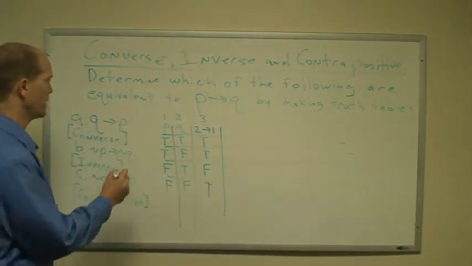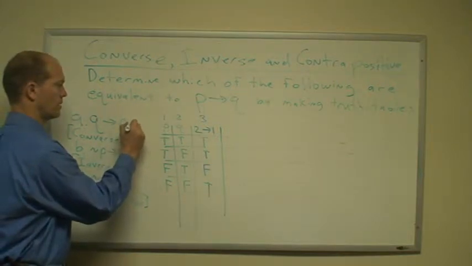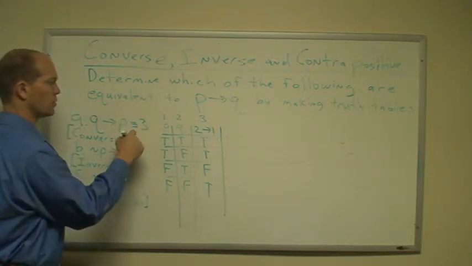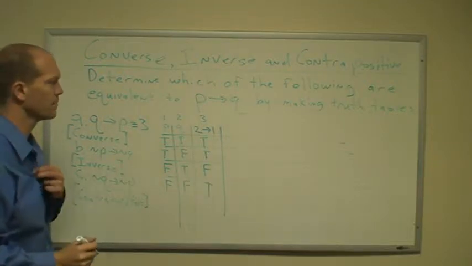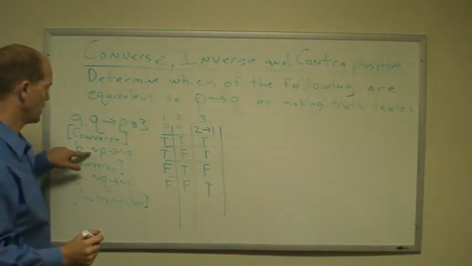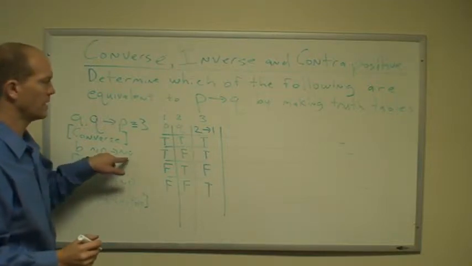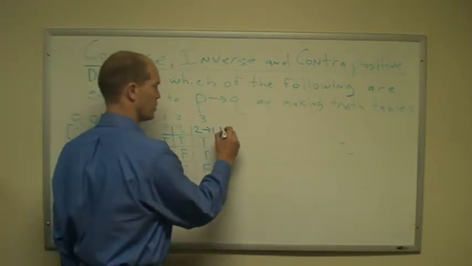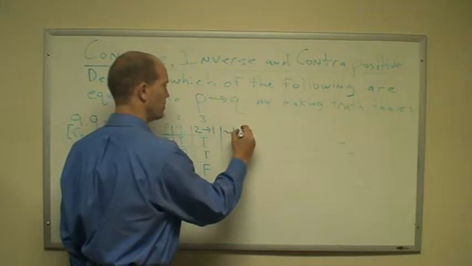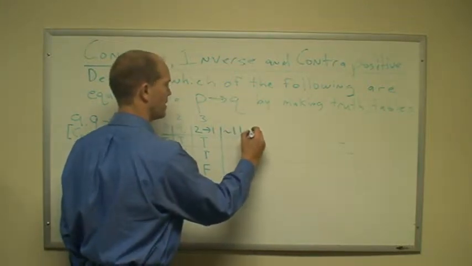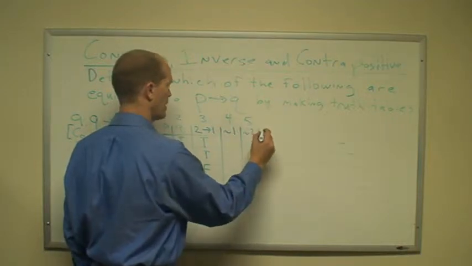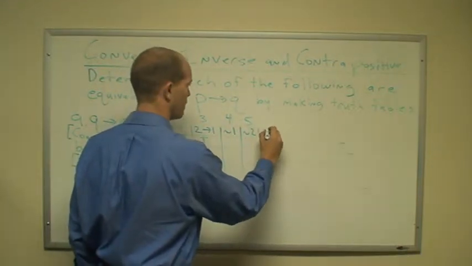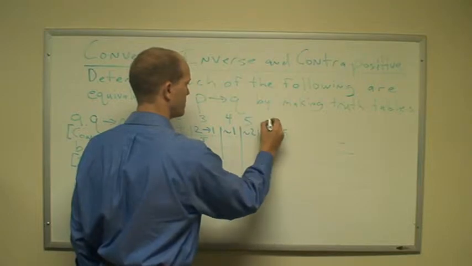Again, this is equivalent to what's in column 3 of my truth table, and we'll come back to that in a second. Next, I want to do the inverse, so I need a not P and a not Q. I don't have that yet, so I'm going to put in column 4 not 1, in column 5 not 2, and then in column 6 I'll have if 4 then 5.